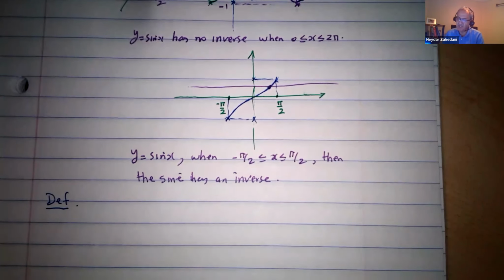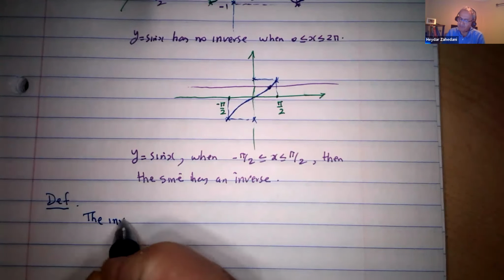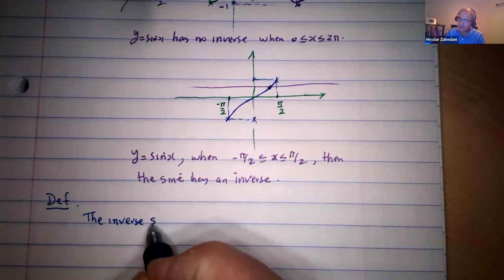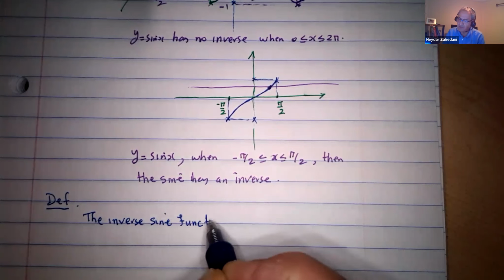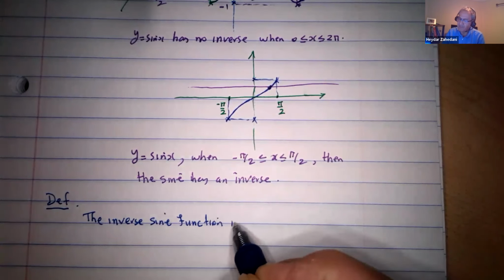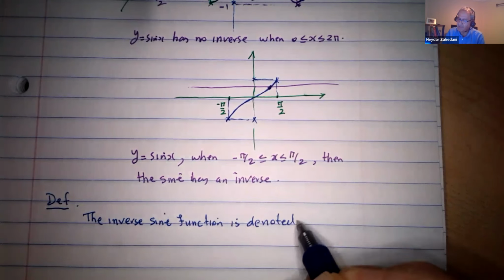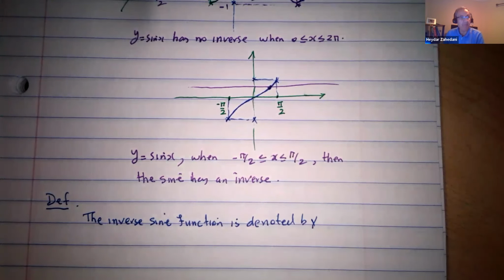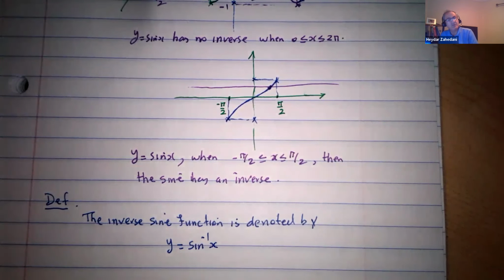Okay, so that's the definition. The inverse sine function is going to be denoted by y equal to sine inverse of x. It's not the power, it's just a name.